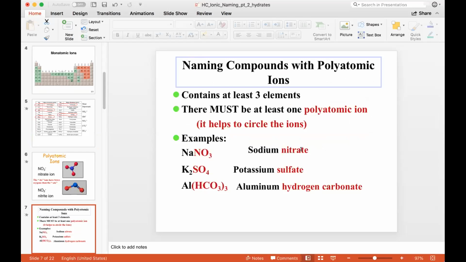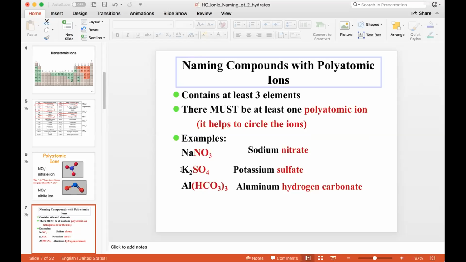The name doesn't change from what's listed on the ion chart. So you don't change the name to -ide or something like that. You just leave the name like it is listed on the polyatomic ion chart.